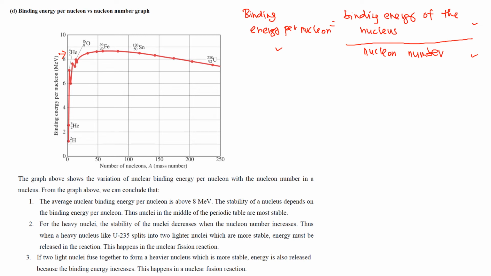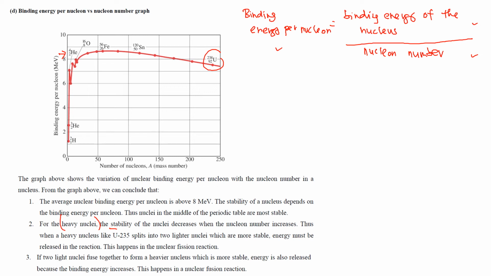Okay, for heavy nuclei, the stability of the nuclei decreases when the nucleon number increases. So a heavy nucleus like uranium, as you can see here, uranium is a heavy nucleus. So uranium-235 will split into two lighter nuclei which are more stable.